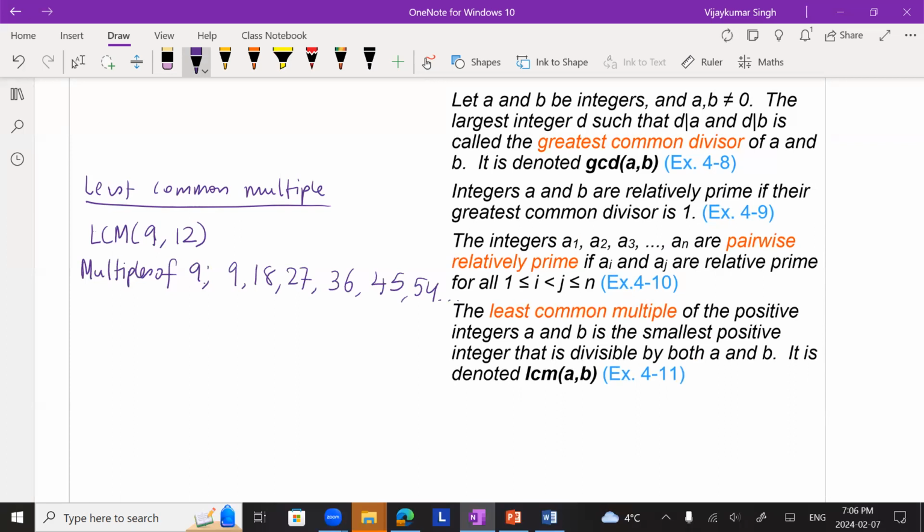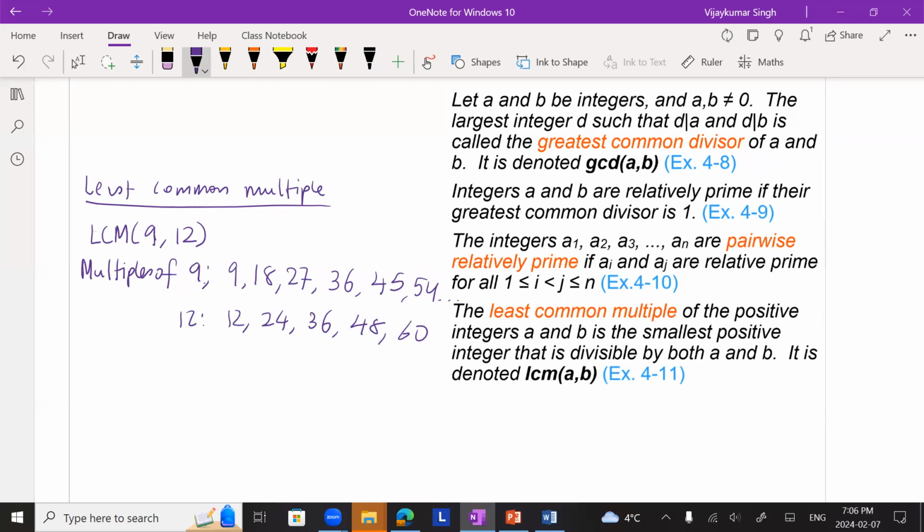Let's just look at multiples of 12 as well. We get 12 ones are 12, 12 twos are 24, 12 threes are 36, 12 fours are 48, 12 fives are 60. Here also, so let's go further. So we have 36, 48.